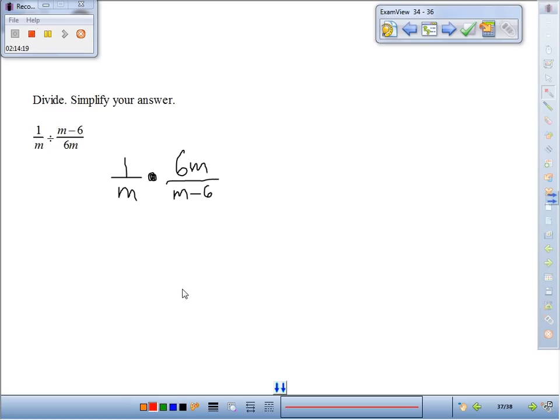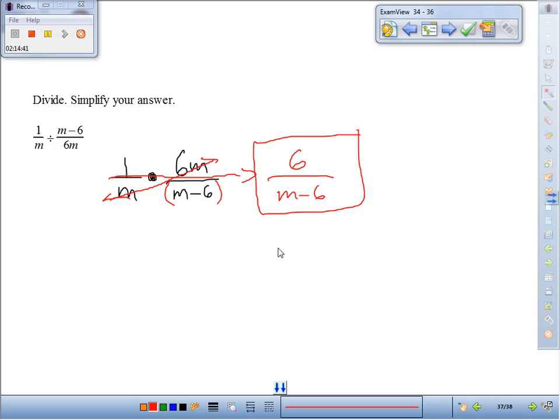No. So, we draw our line across. Okay. And let's identify our giant ones. You see our giant ones. What is it? M and M. So what is 1 times 6? 6 over m minus 6. Tell your neighbor why we cannot eliminate the 6 and the negative 6.